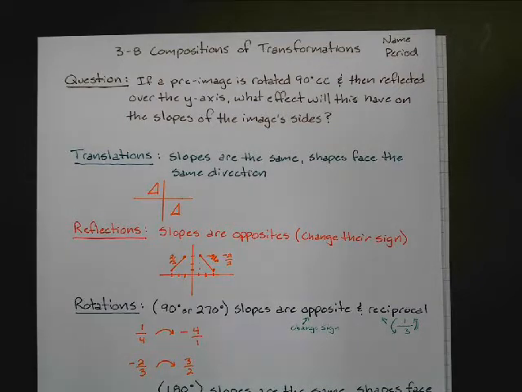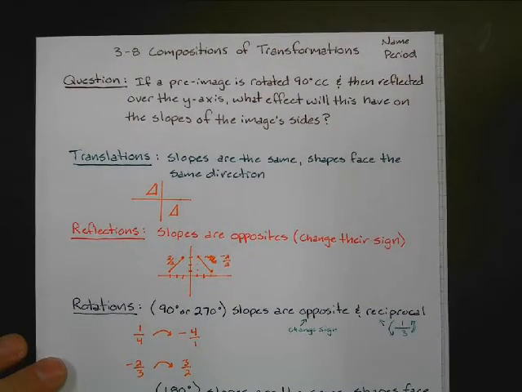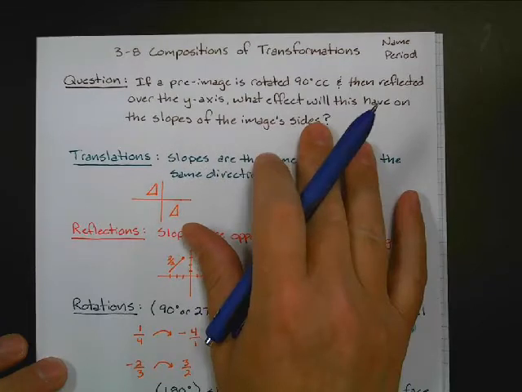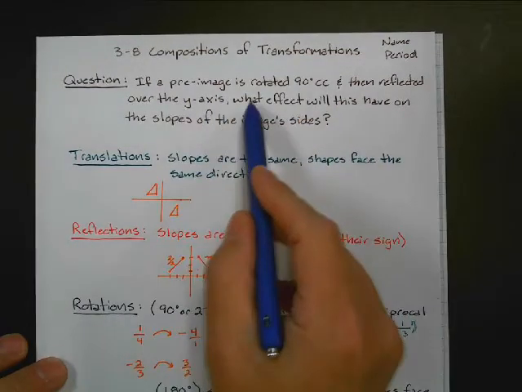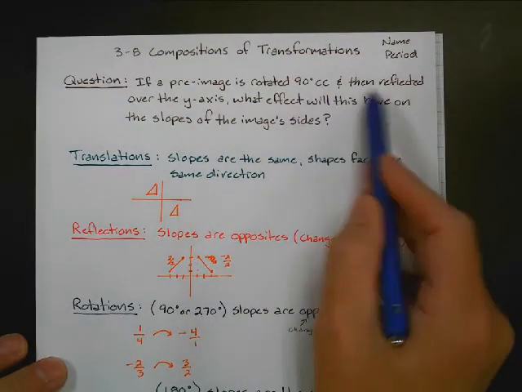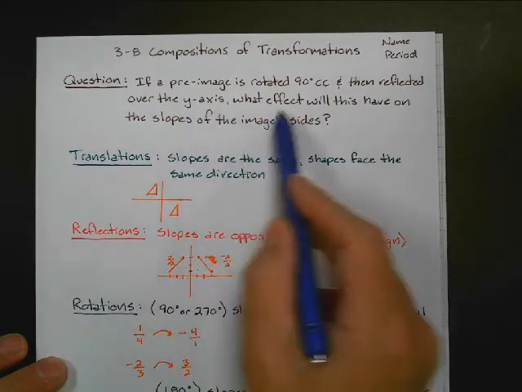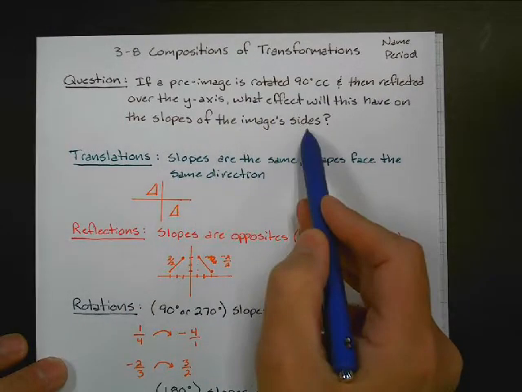Here we go. All right, so 3-8 compositions of transformations. Our question today is: if a preimage is rotated 90 degrees counterclockwise and then reflected over the y-axis, what effect will this have on the slopes of the image's sides?